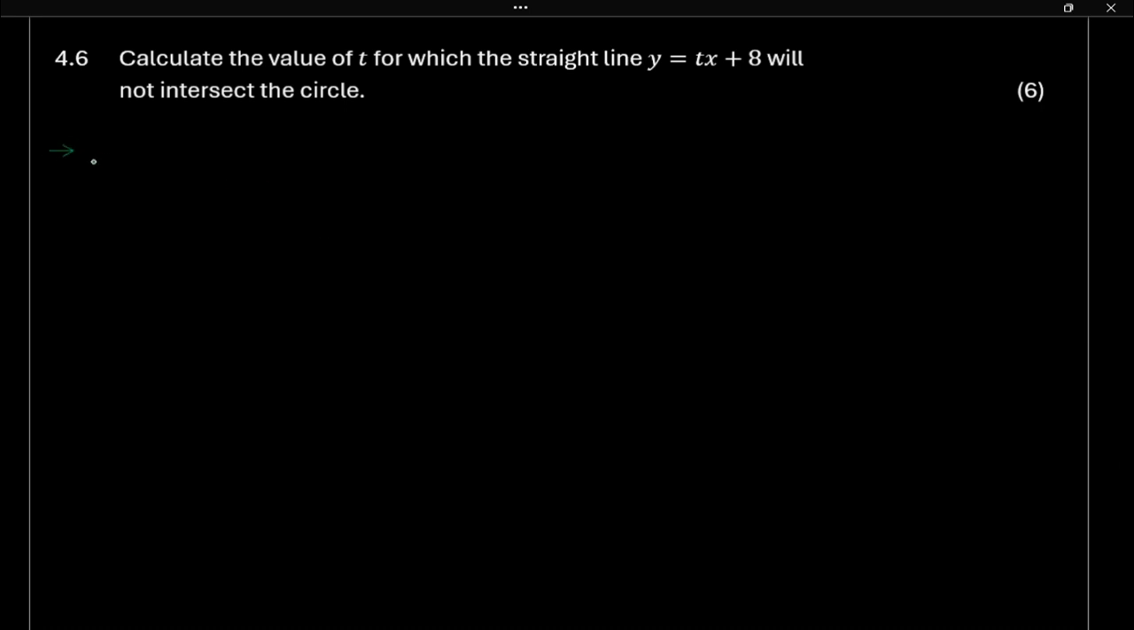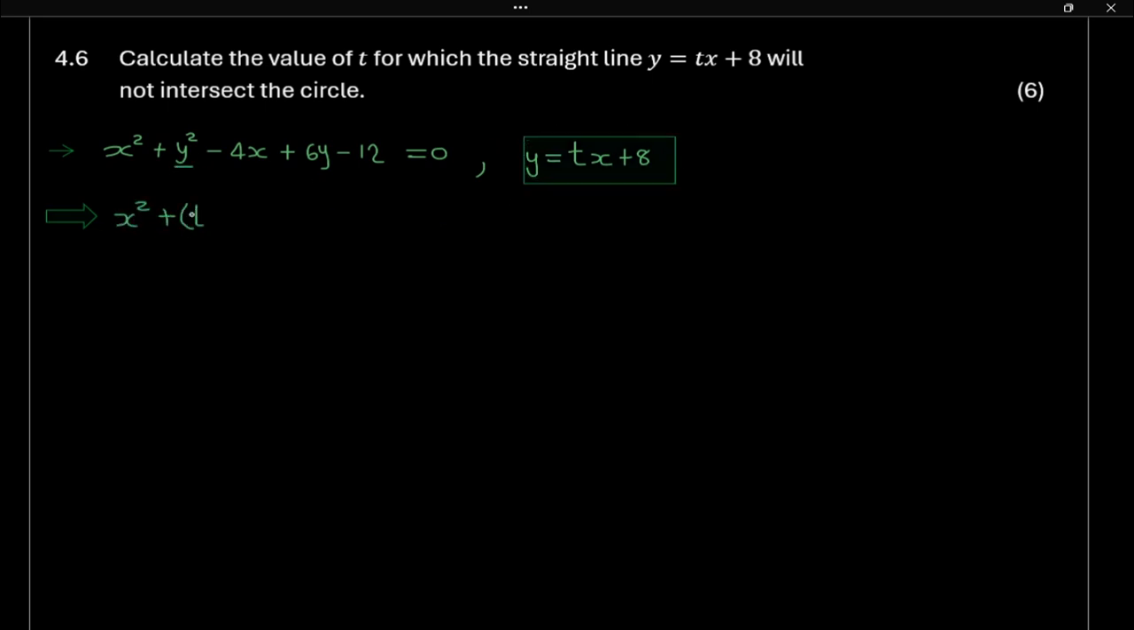Right, so the next question is 4.6. So 4.6, we use the equation. We need to know the value of t so that the straight line will not intersect the circle. So the equation there is equal to 0. We know that y is equal to tx plus 8. And then we substitute for y. Wherever there is y, we put tx plus 8, so y squared is (tx plus 8) squared. Wherever there's y, again 6y, the bracket (tx plus 8), minus 12 is equal to 0.